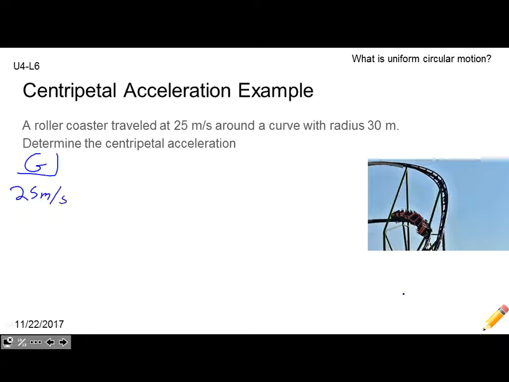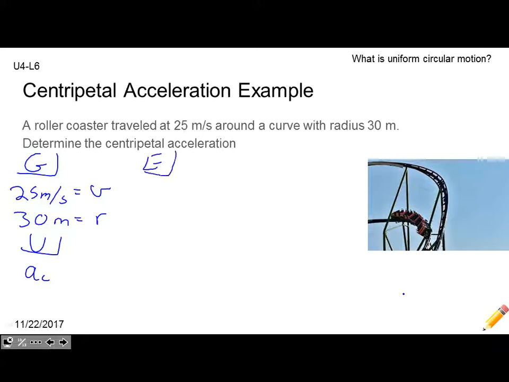25 meters per second is equal to what? Yep, it would be the velocity. What is another piece of given information, Metzli? All right, and how much is the radius? Okay, and what are we trying to solve for? A centripetal. So our unknown is AC.